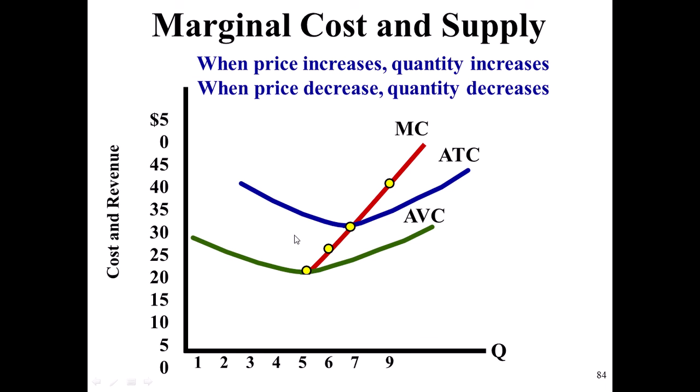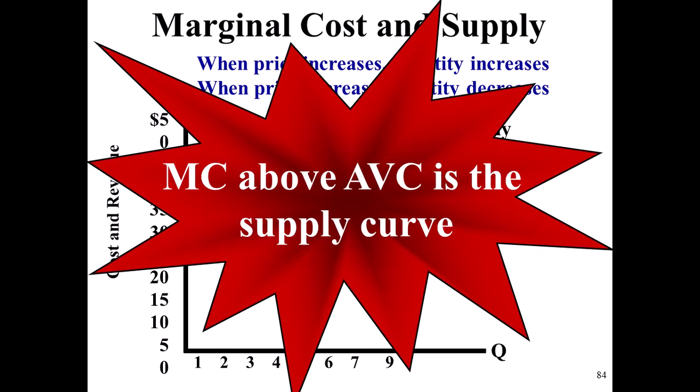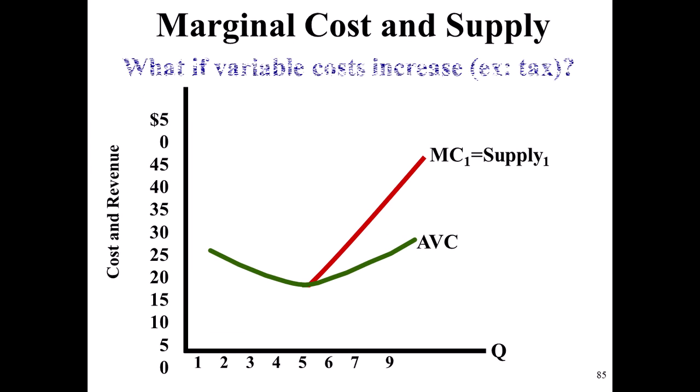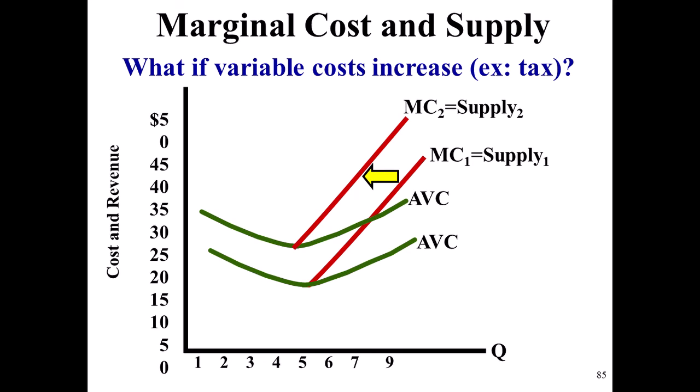Okay, how do we know it behaves in the same way as a supply curve? Price goes up, quantity goes up. Okay, if variable cost increases, let's say you get a per unit tax, what's going to happen? Average variable cost is going to go up. Marginal cost is going to go up, which is the supply going down, which is a shift to the left.